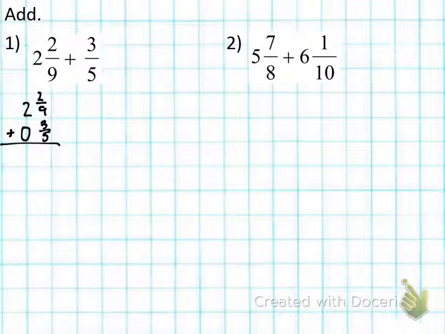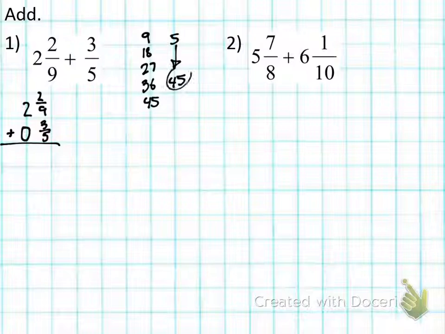So now we're going to work from right to left, and we're going to add. Unfortunately, we don't have the same denominator, so we have to do what we did last week, find a common denominator. So we make a list. We got multiples of 9 up here. And then I see 45 pop up. I know 45 is a good number for 5 because it's definitely a multiple because it ends in 5. So I know my lowest common denominator is going to be 45.